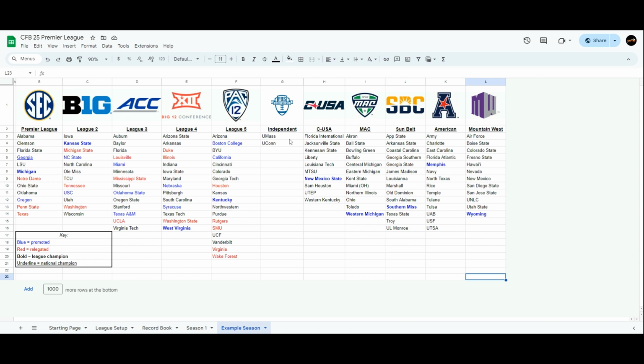Now, some of you might be noticing that I have 2 teams left in the independent. The reason for this is more of a technical reason than an actual logical reason as far as in universe. If it were up to me, I would take UMass and UConn and put them right here at the bottom of the Pac 12 to create a 20 team league.